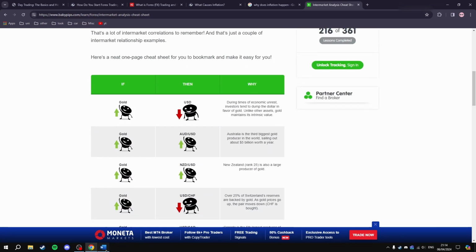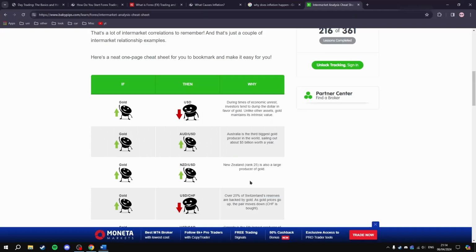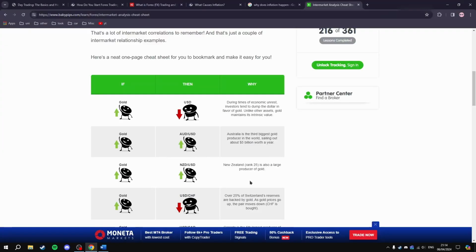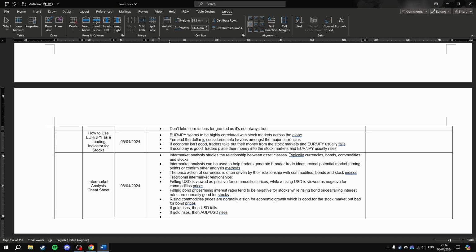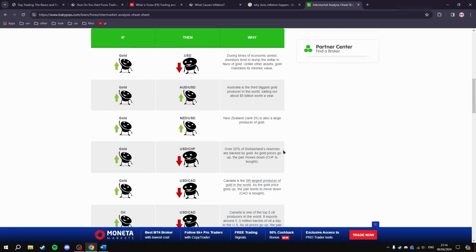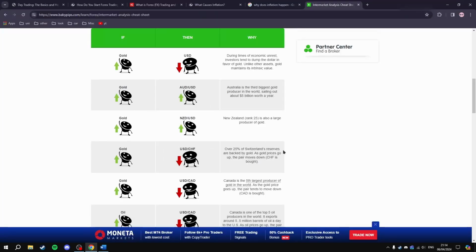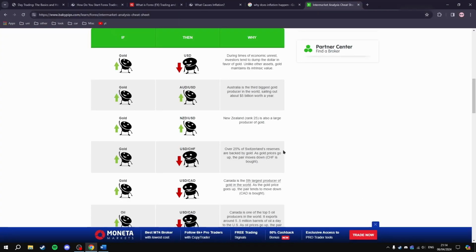Right, okay, so if gold rises, then USD falls. If gold rises, then AUD/USD rises. If gold rises, then NZD/USD rises. New Zealand ranked 25, also a large producer of gold.